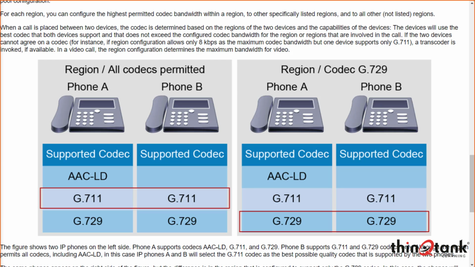Now we have the same two phones on the right, but the region was configured to only allow G729. So the phones will select G729, first of all because both phones support it, and secondly because that was defined by the configuration. All right. If you don't have compatible codecs between the endpoints, if they don't have a common codec, the call will only work if you have defined a transcoding resource.